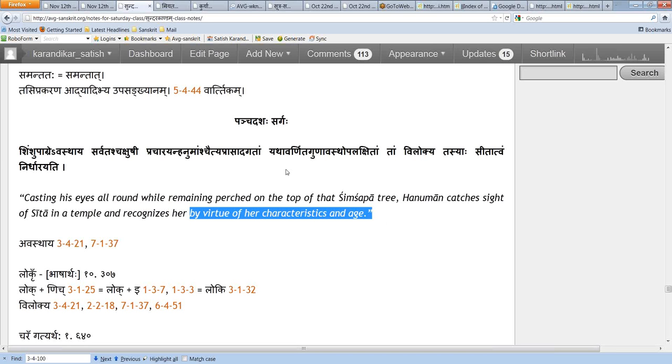These are from two different books, so it will not be an exact match over here. The Yathavarnita has not come in here. Yathavarnitam na likitam. Yathavarnitam anuvada na vartate. It is not Yathavarnitam. Yathavarnitam should have come in the translation, because by virtue of her characteristics and age being as described. So, Palakshitam. Okay. Basically, he recognized her, who was characterized by characteristics and age which were as described, meaning before when he came he was told about Sita.